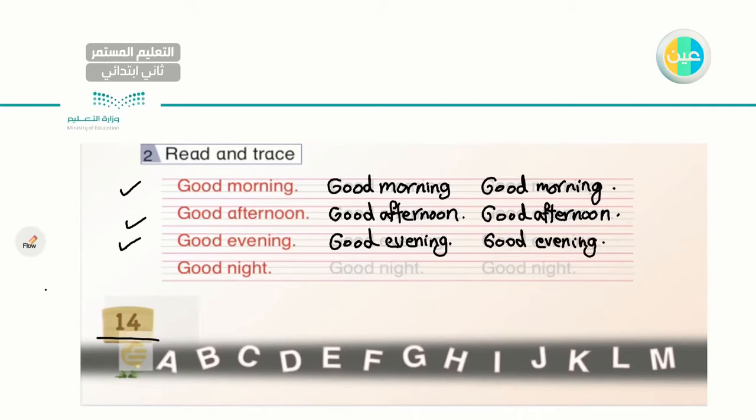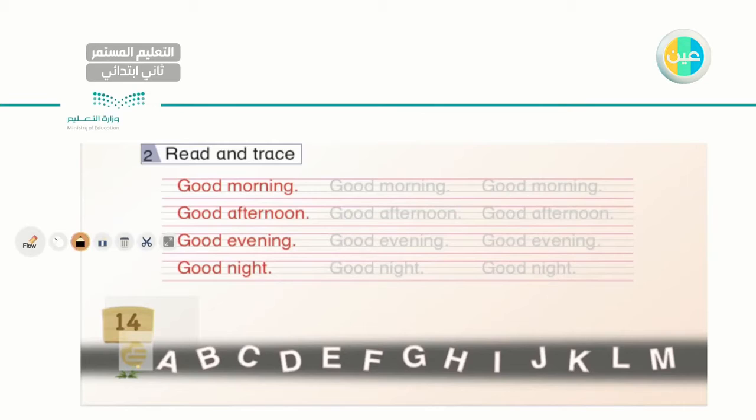Excellent. And the last one I have is good night. Good night. You can practice more if you have a notebook, so you can write it even more than 2 times. Good night. Very good. Good night. Excellent. So I have the 4 phrases: good morning, good afternoon, good evening, and good night. That was page 14. Let's go to the next one.